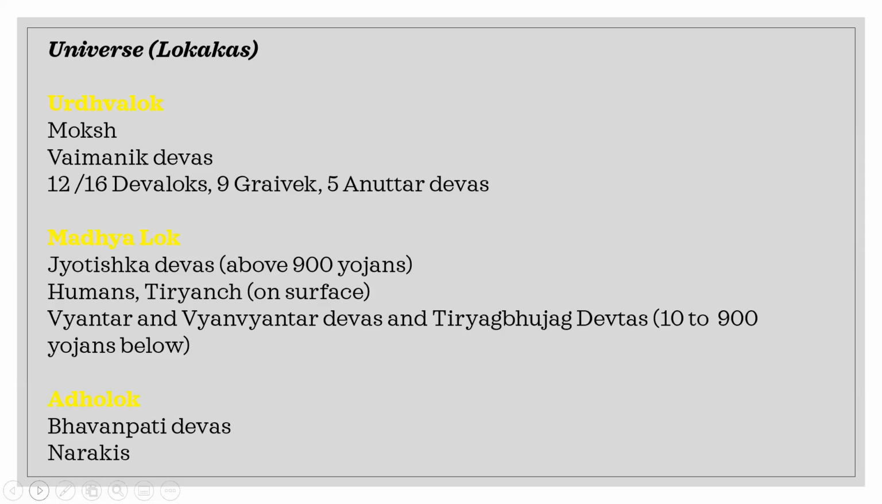Then in the last class we were looking at the structure of the Madhyalok, and we saw that Madhyalok is a place where we live, where the Manushya and Tiryanch all live. And below the Swayambhutal Bhumi, we saw there are Vyantar Devas, Vanavyantar Devas and Tirya Jrumbhak Devtas. They stay up till the 900 Yojan Bhumi. And above the Swayambhutal Bhumi, there are the Jyotish Devtas that also extend up till 900 Yojan Bhumi.